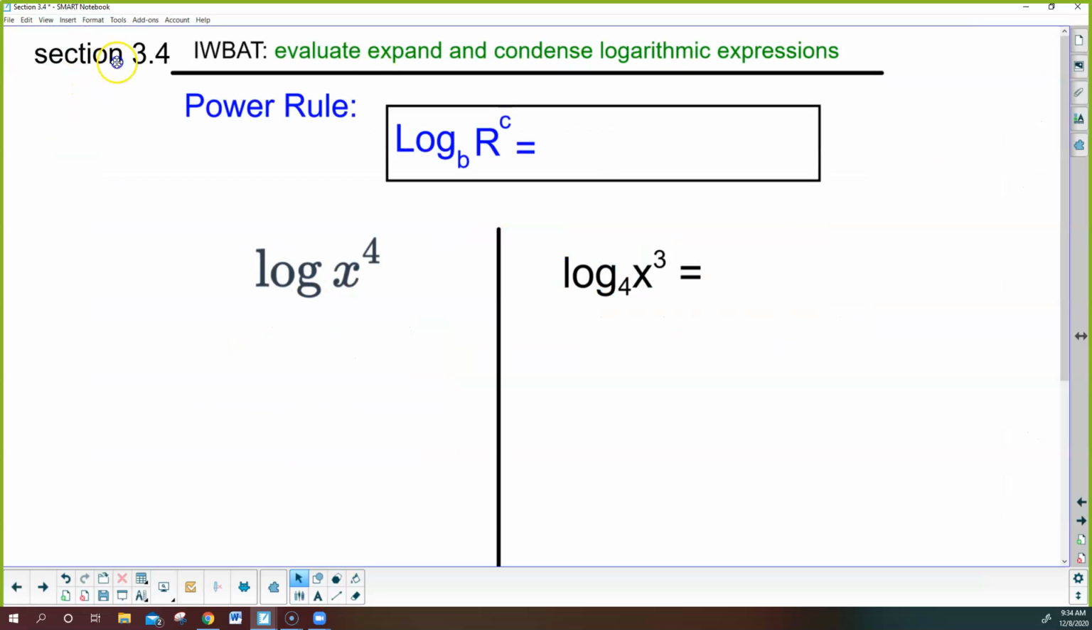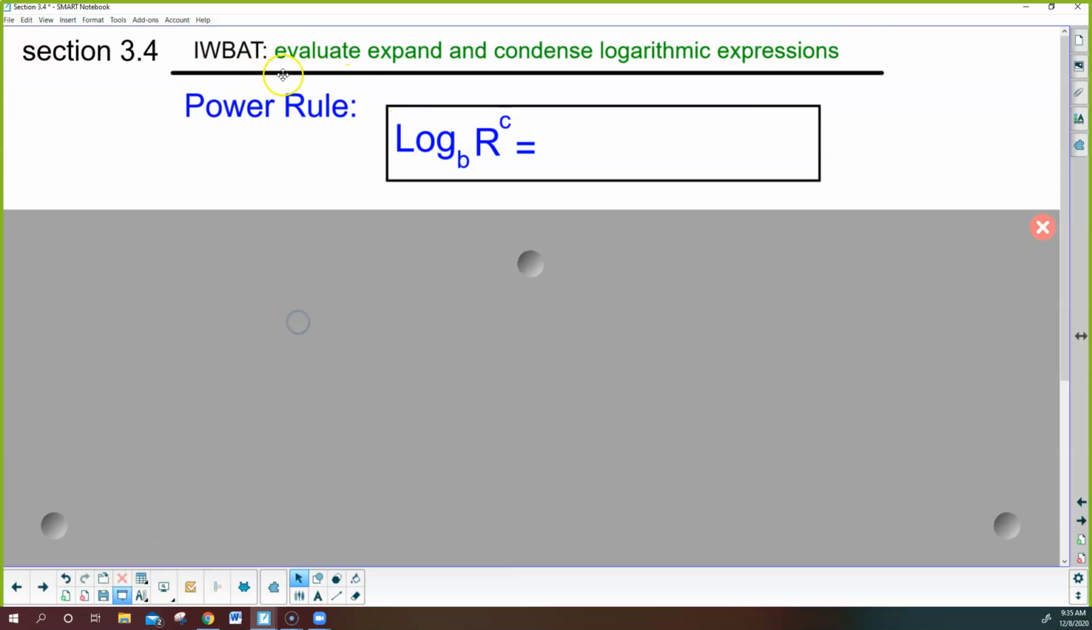So we're going to jump right into section 3.4. I'm going to give you guys a second to write this down. Our goal is to evaluate and expand logarithmic functions, and once we know how to expand them, then we can go the other direction and we can condense them. And you'll see benefits to all of the rules that we're learning, not only this year, but again in calculus. You use these rules, so we want you to be well prepared for that.